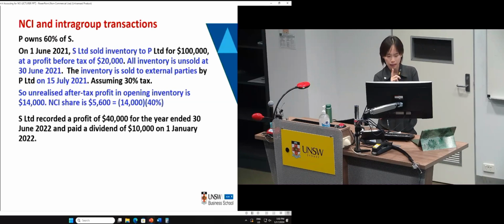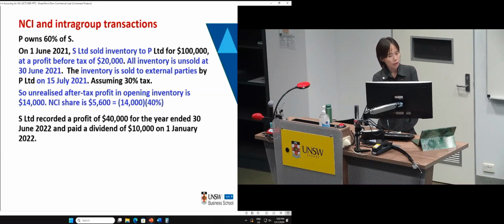The seller is Us Limited, the subsidiary entity, which sold inventory to the parent for 100,000 at a profit before tax of 20,000. Now you can see there's 20,000 profit in the record of the subsidiary in the prior year from the intra-group transaction, and this 20,000 remains unrealized by the end of the last year because all the inventory is still on hand. It's unsold, which means this 20,000 profit remains unrealized from a group viewpoint. You need to prepare the worksheet entry to eliminate this unrealized profit on 30 June 21.